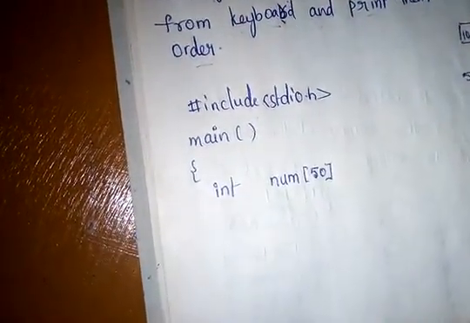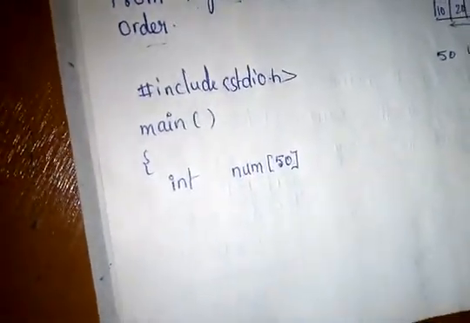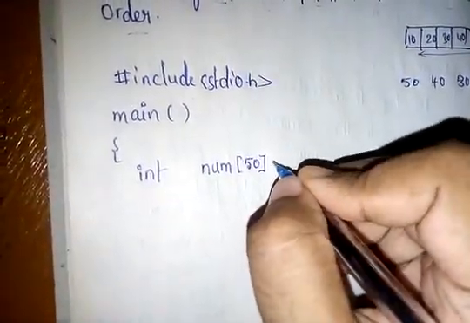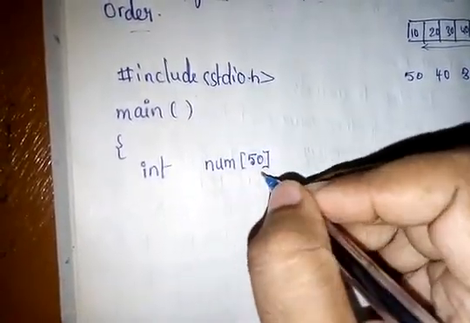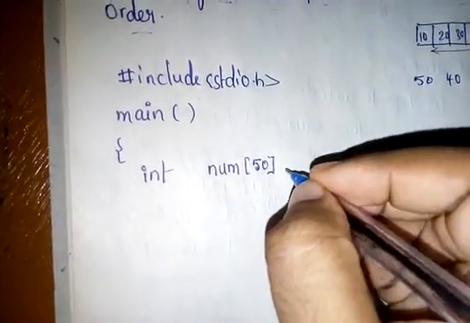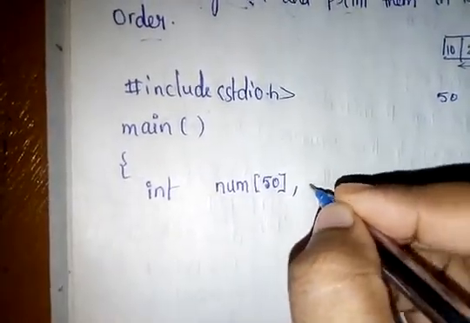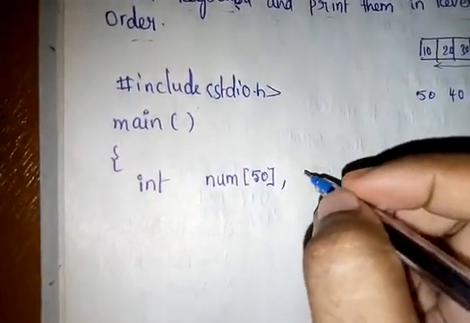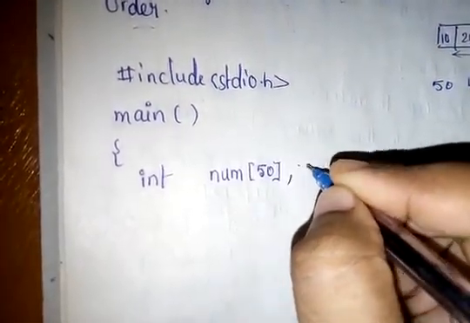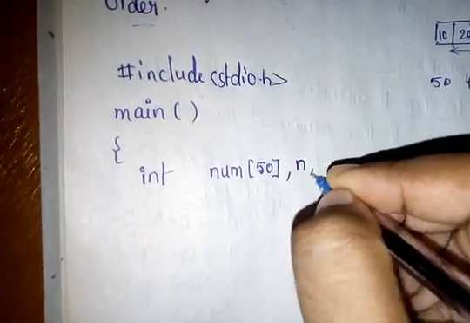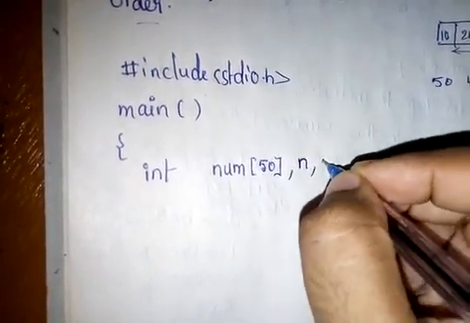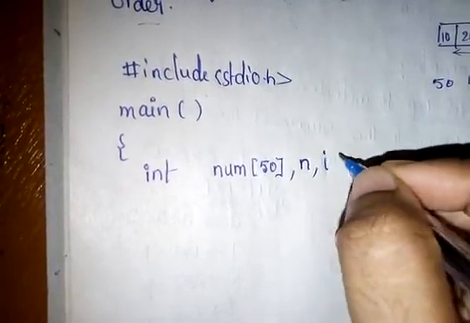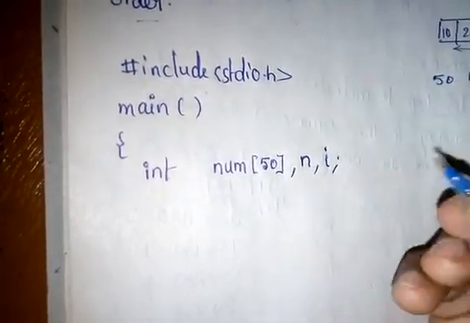See, we don't know how many elements the user is going to enter, so by default I'm taking 50 elements. I'll get memory for 50 elements when I execute the statement. Then we need to ask the user how many elements he wants to read. In order to store the number of elements, I'm taking a variable n, and in order to take input, we need to use a for loop, so for that purpose I'm taking a variable i.